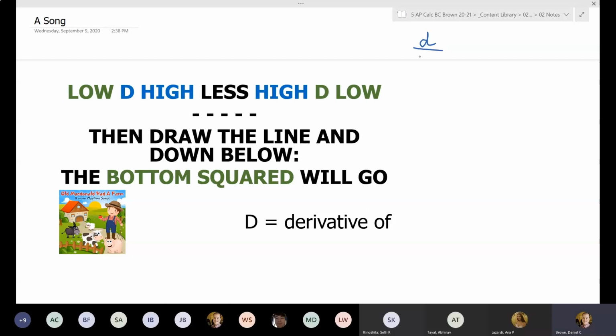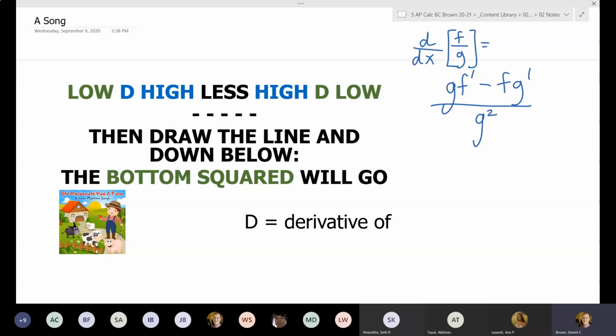And so the song is, I'm going to say it first, and then I'll give you one chance to hear me sing it. But it's low, D high. So we have low, D high, less, high, D low. Draw the line, and down below, the bottom squared will go. And that's how we do the quotient rule.